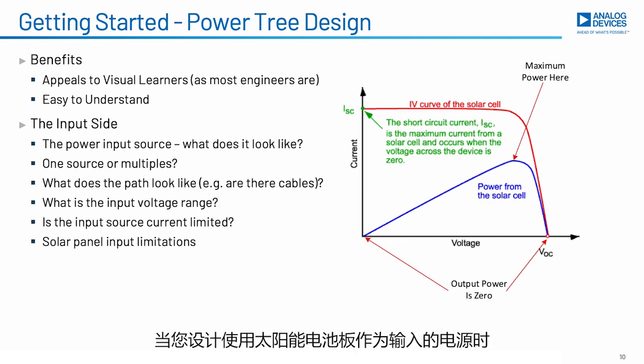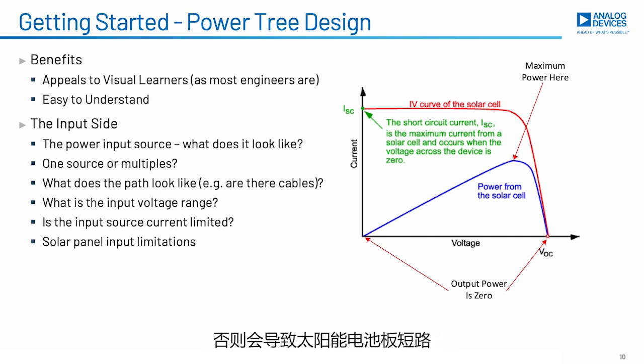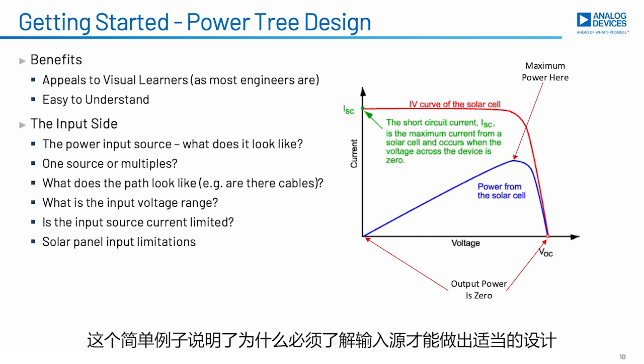When you design power supplies that are using a solar panel as the input, you have to make sure that the power supplies won't overload the solar cell, because you'll very quickly end up down here at the short circuit current with no voltage and nothing works. So that's just an example of why the input source needs to be understood in order to design appropriately.